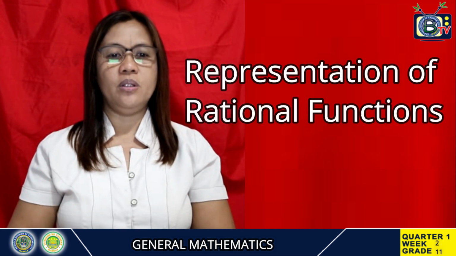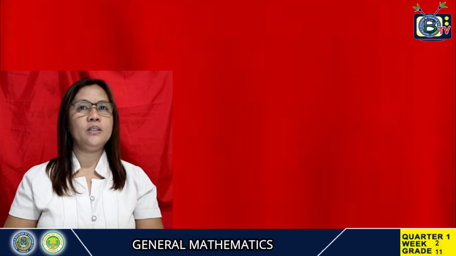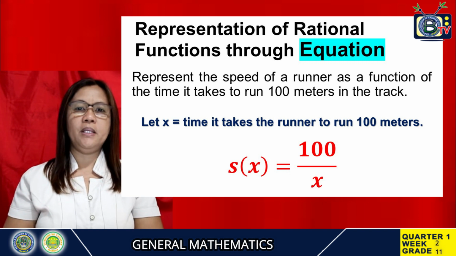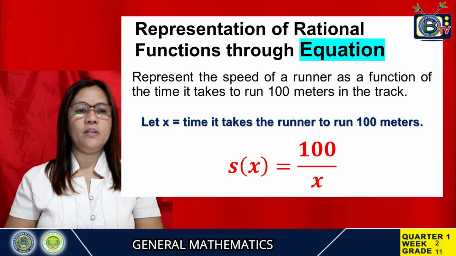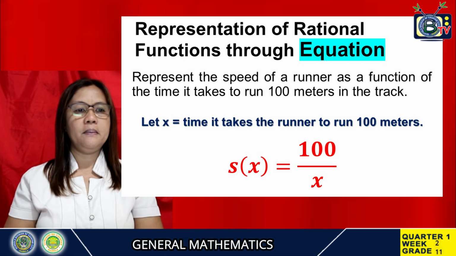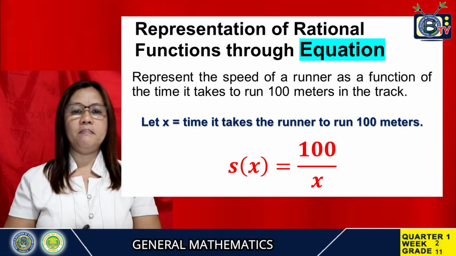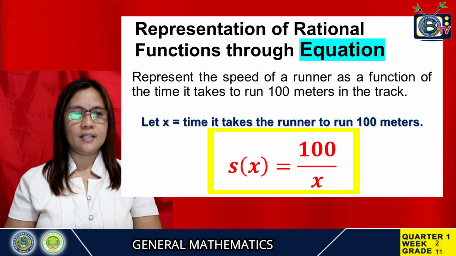Representation of a rational function through its table of values, graph, and equation. Example number 1, through equation. Represent the speed of a runner as a function of the time it takes to run 100 meters on the track. Solution. Since the speed of a runner depends on the time it takes to run 100 meters, we can represent speed as a function of time.